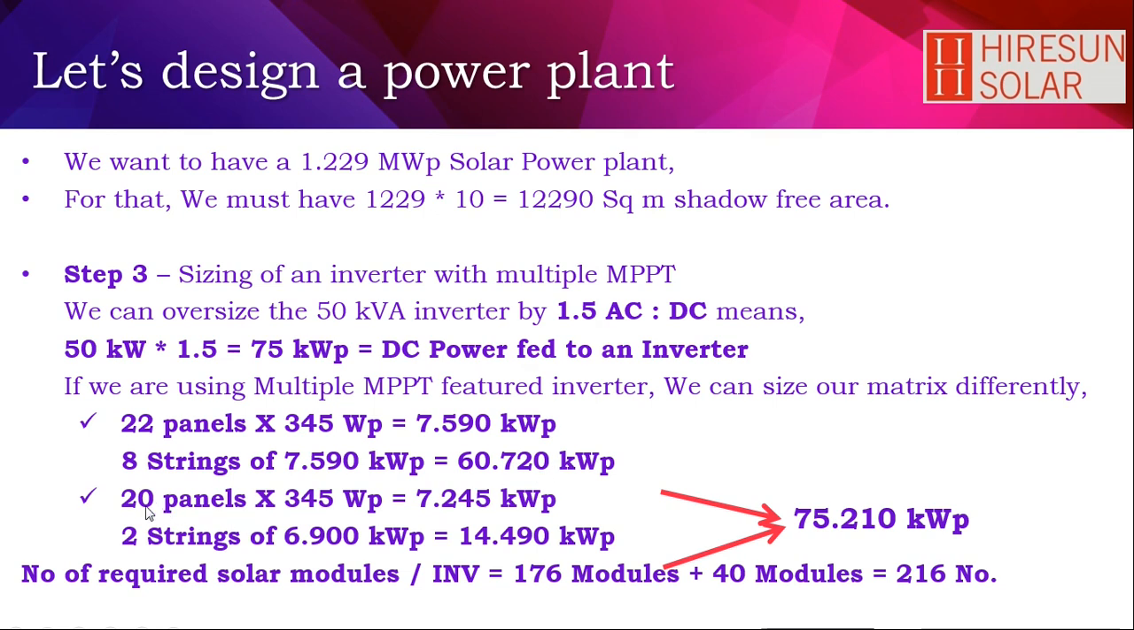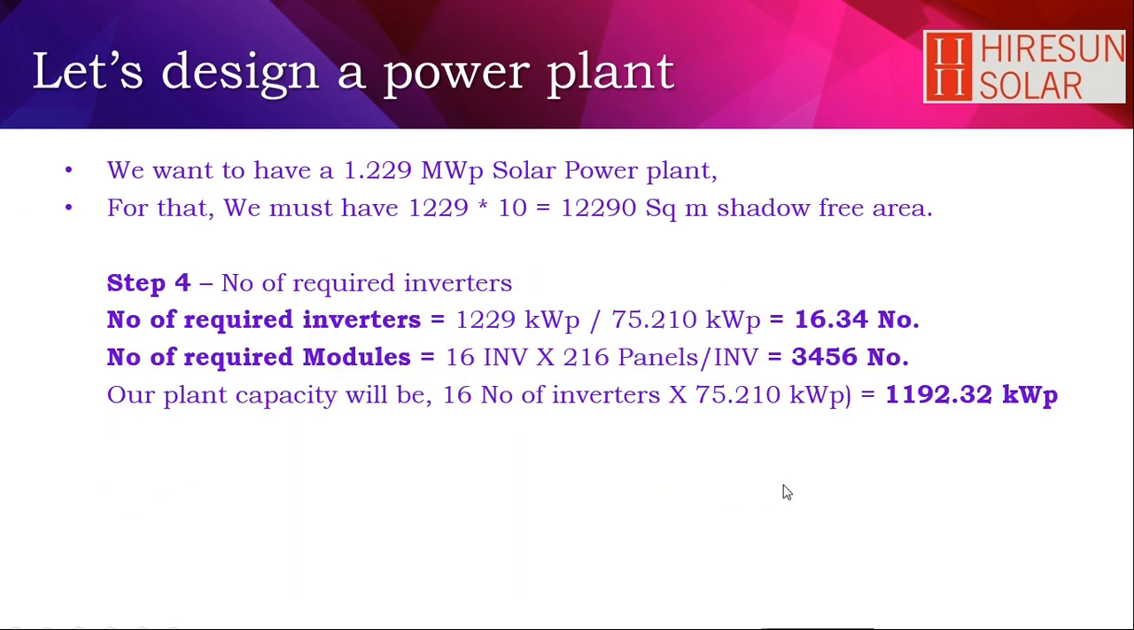I'll also go for the 20 panels of 345 watt peak. So I'll get the 7.245 kilowatt peak. If I'll go for 2 strings, I'll get 14.490 kilowatt peak. So if you add these two, you will get 75.21 kilowatt peak. So for number of required solar modules divided by inverter, if you do, you will get from this 176 modules plus 40 modules, that is 216 number of modules that is to be connected with the single inverter.